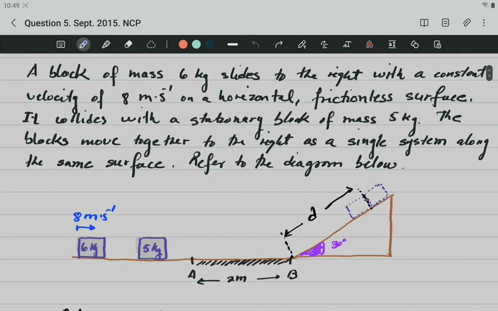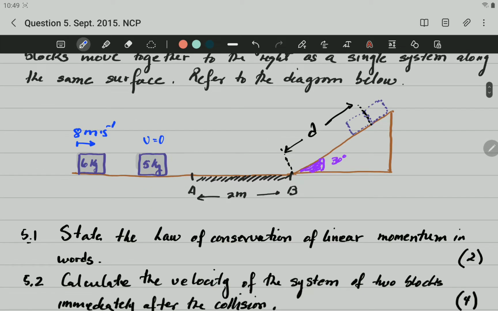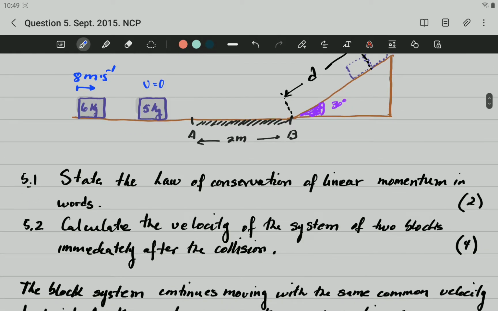So we have this one here. The block of 5 kilograms is stationary, so the velocity here is equal to 0. That is important data, and then they're going to stick together and move together as a unit. Okay, now 5.1: state the law of conservation of linear momentum in words, and 5.2: calculate the velocity of the system of the blocks immediately after the collision.